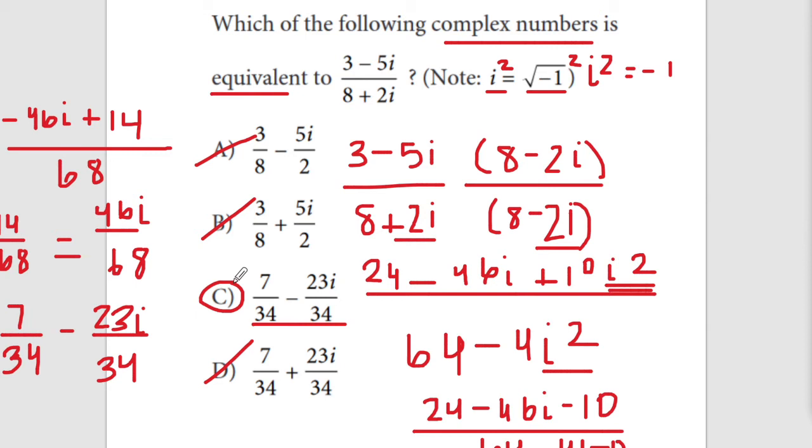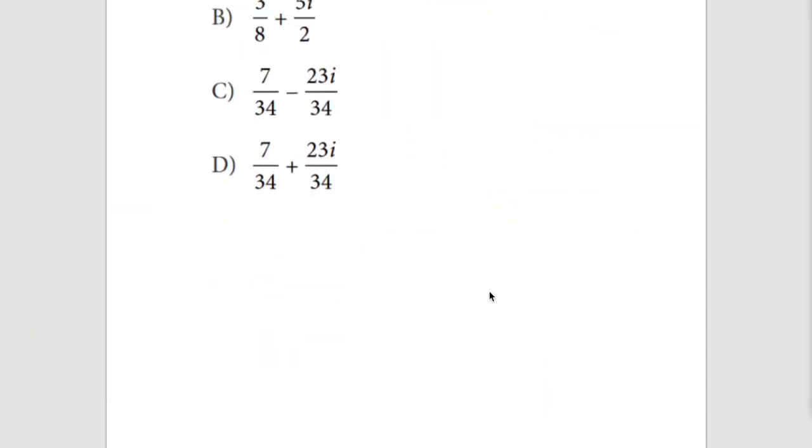So when you're working with complex numbers, always try to multiply by conjugates. That's the best way to solve. All right, let's go to the next question.